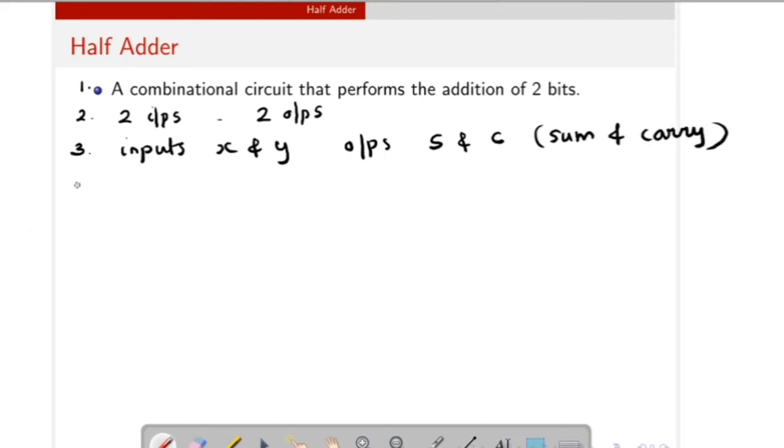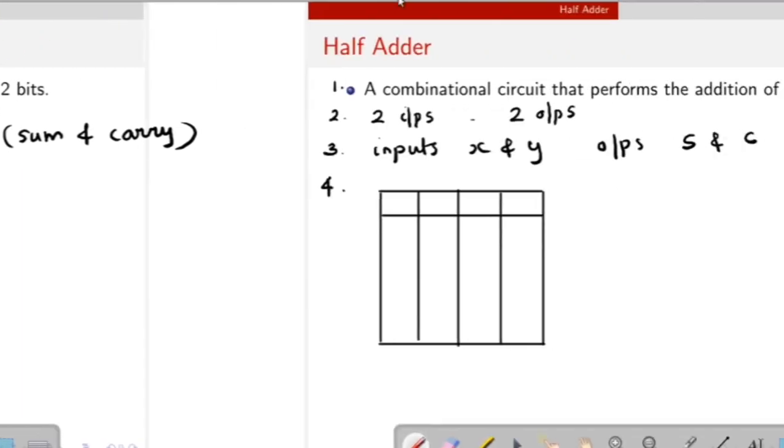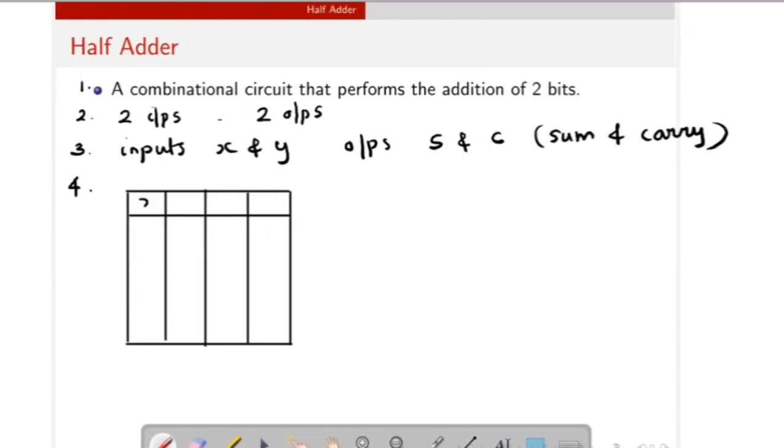Right? The next step is to draw the truth table. The truth table specifies the relationship between the inputs and the outputs. So here we have the truth table with two inputs X, Y and two outputs sum and carry. So X, Y is the input and S and C is the output. For two input variables, there are four input combinations: 0 0, 0 1, 1 0, 1 1.